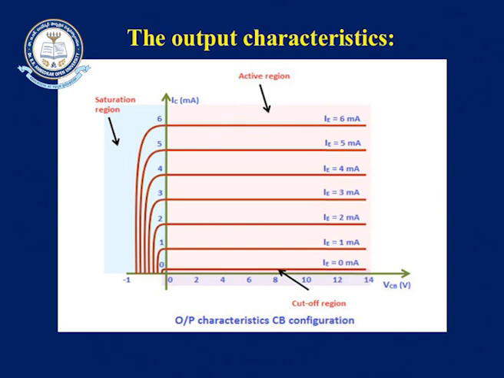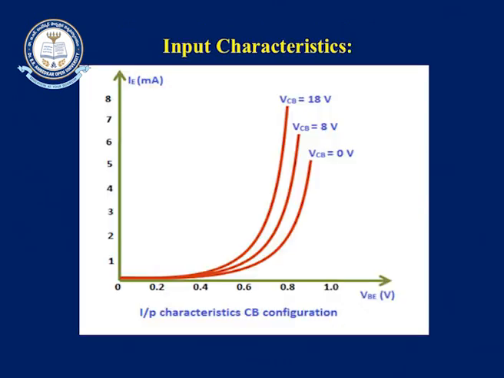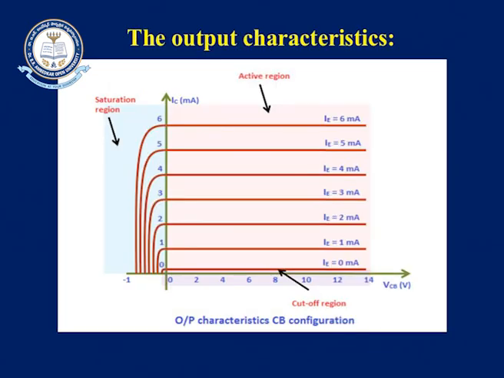Next we will see the common base output characteristics. Previously we concentrated only on the input side. Now we will concentrate on the output side. In the output side, what are the parameters we have? The current parameter is IC and the voltage parameter is VCB. So, how do we take IC versus VCB? Which one do we have to keep constant here? Keep IE constant. So, IC versus VCB with current IE constant is called the output characteristics.